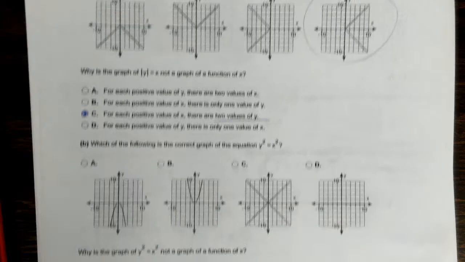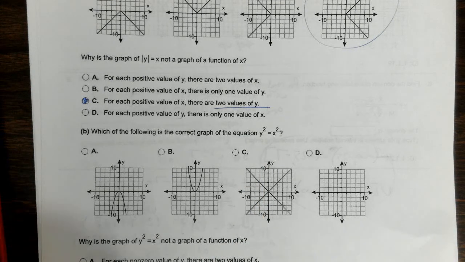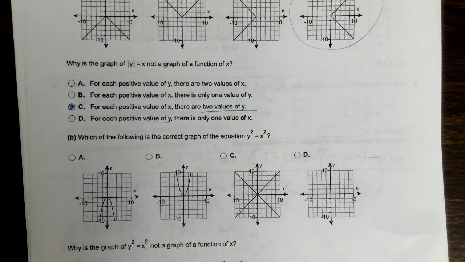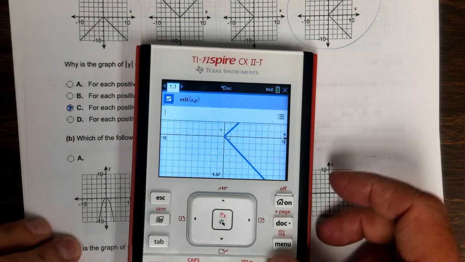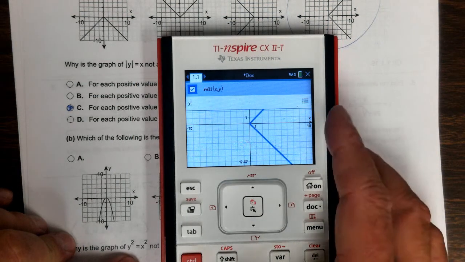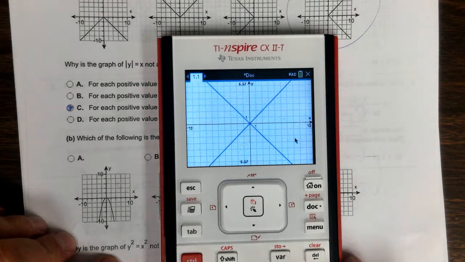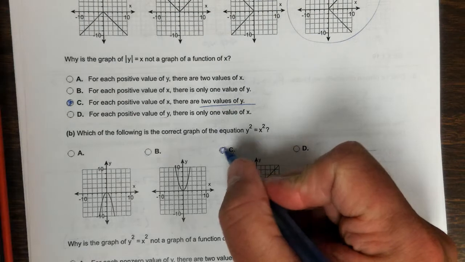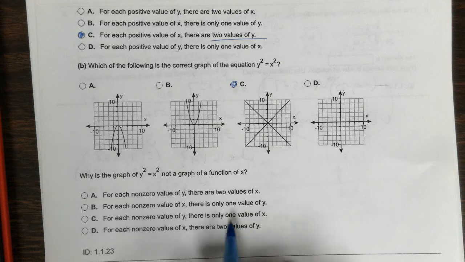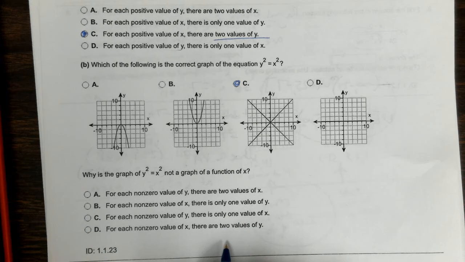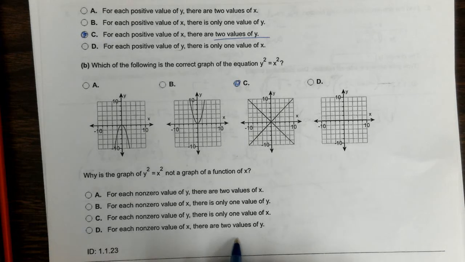Okay, so for B, which of the following is y squared equal x squared? Okay, so let's go back to this, delete, and say y squared equal x squared, and it's an x. So the relation is the easiest way to work this, and it's going to say there's two values. So for each non-zero value of x, there's two values of y.